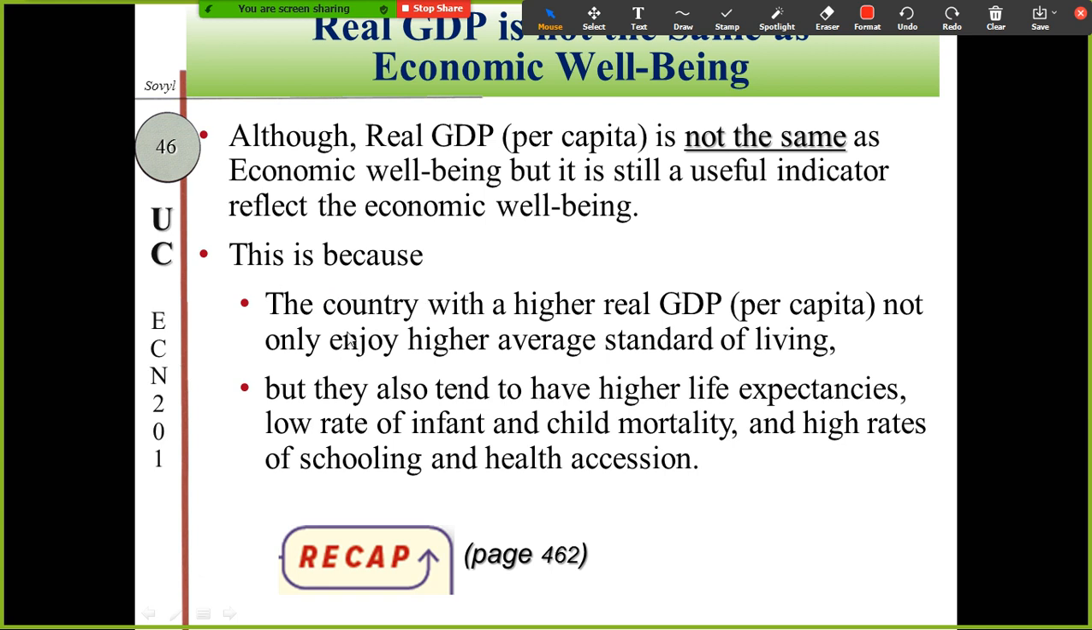This is because a country with higher real GDP per capita not only enjoys a higher average standard of living, but also tends to have higher life expectancy, lower rates of infant and child mortality, and a high rate of schooling and good health assessments.